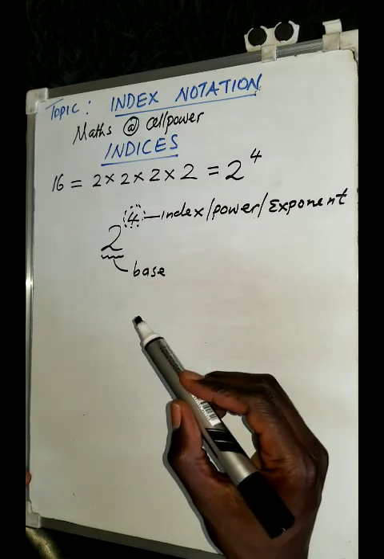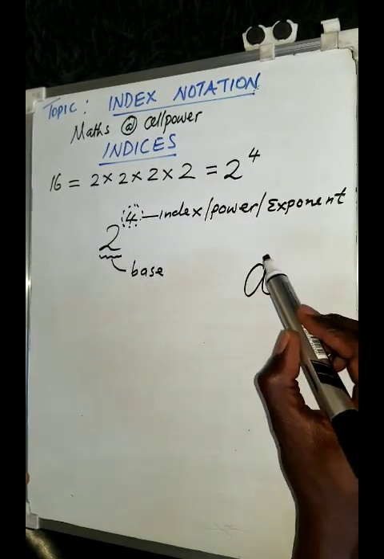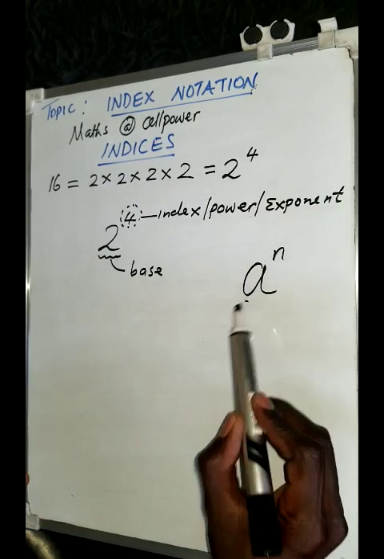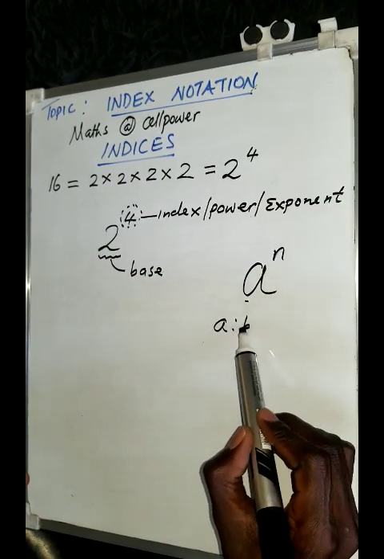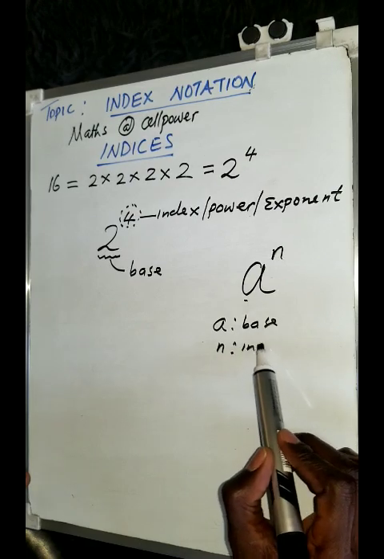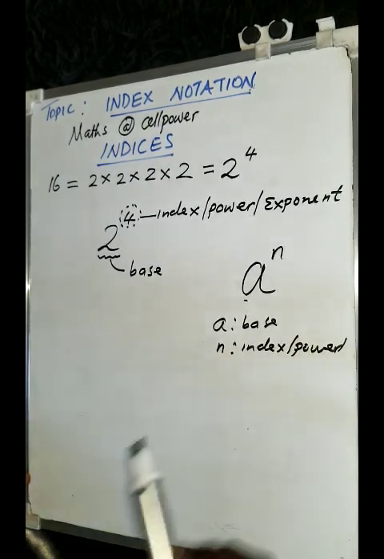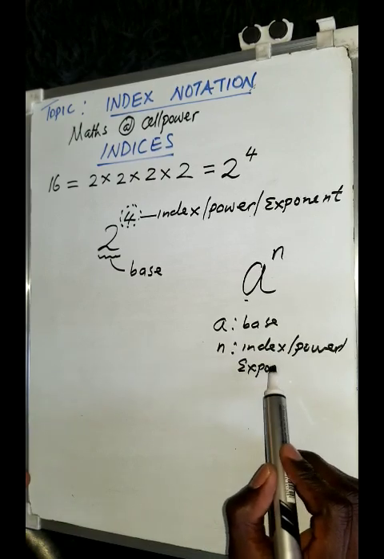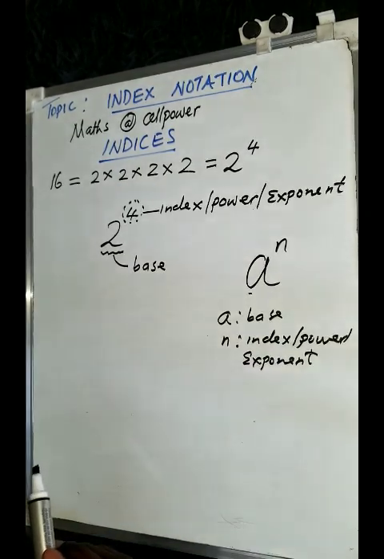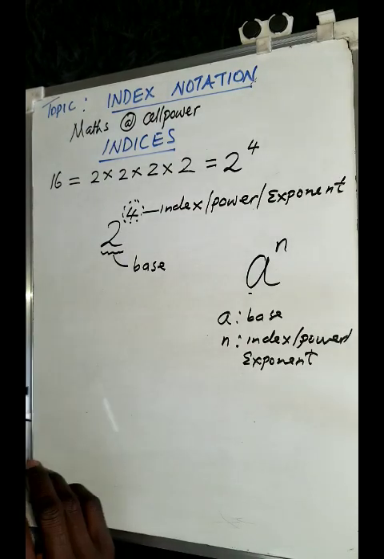So in simple terms, what have I talked about so far? If you have a raised to the power n, the a represents the base, and the n represents either the index, the power, or the exponent. That is what we mean, and in most cases we are going to be writing numbers in that form.